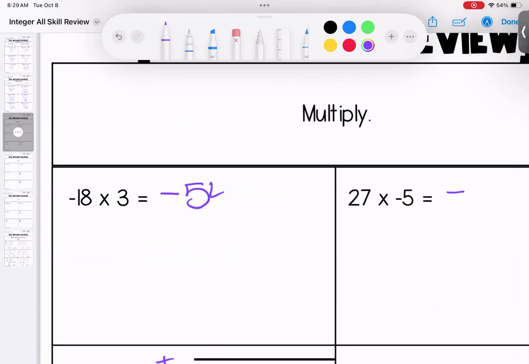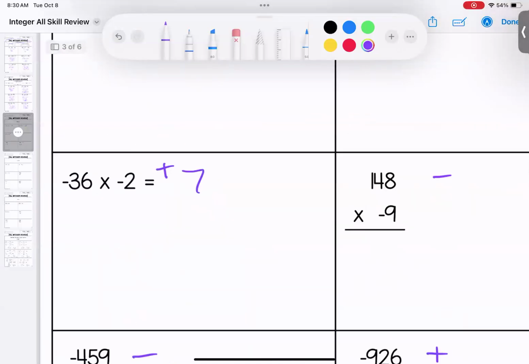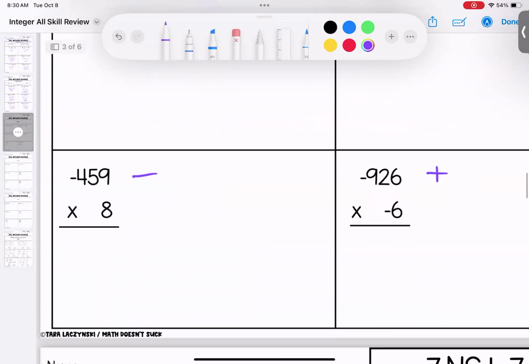18 times 3 is 54. Negative 54 because the signs disagree. 27 times 5 is 135. Negative because the signs disagree. 36 times 2 is 72. Positive because the signs are a match. 148 times 9 is 1,332. Negative because the signs disagree. 459 times 8 is 3,672. Negative because the signs disagree. And then over here, 5,556. Positive because the signs are the same. If we have questions, bring them to class.